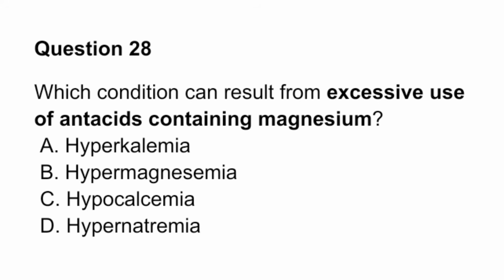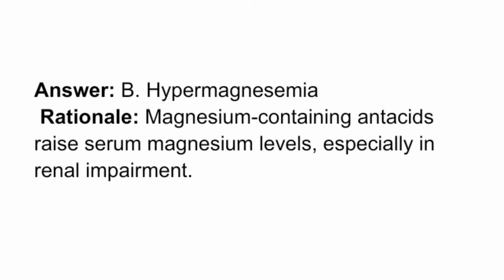Question 28. Which condition can result from excessive use of antacids containing magnesium? A. hyperkalemia, B. hypermagnesemia, C. hypocalcemia, D. hypernatremia. Answer: B. hypermagnesemia. Rationale: magnesium-containing antacids raise serum magnesium levels, especially in renal impairment.